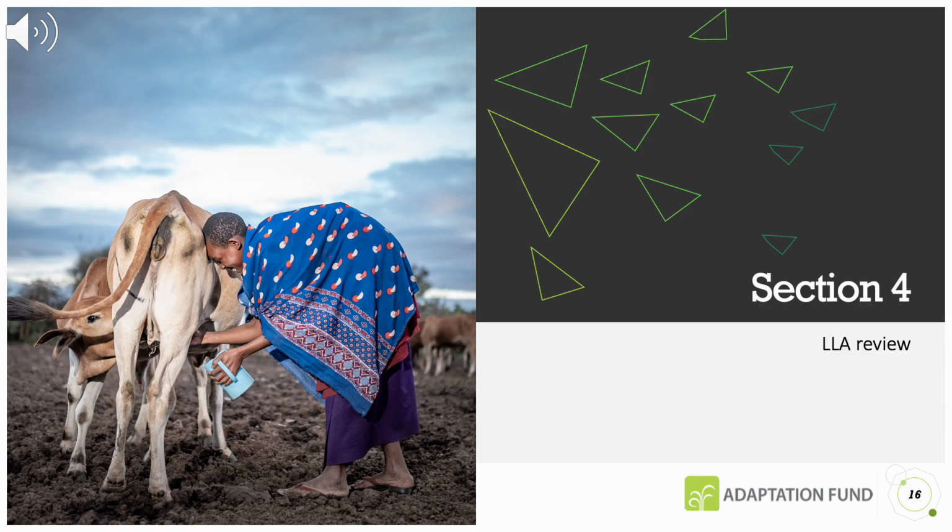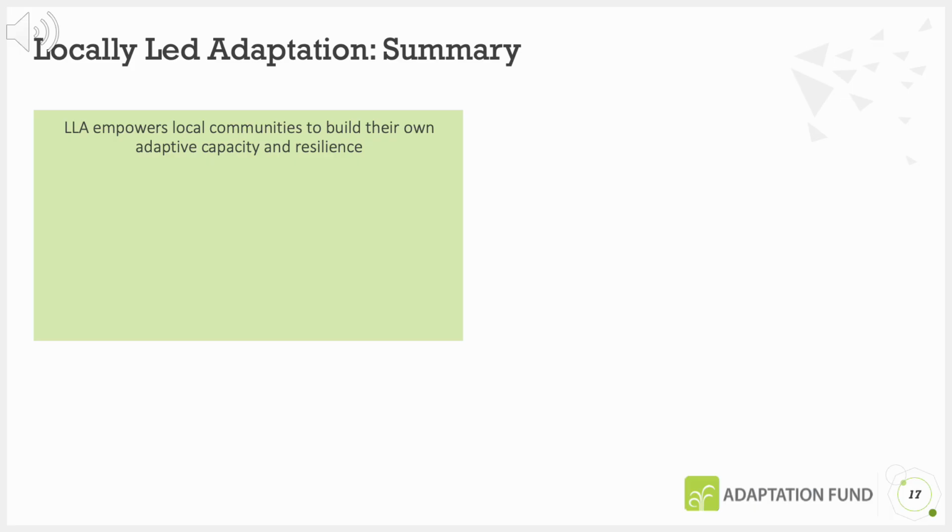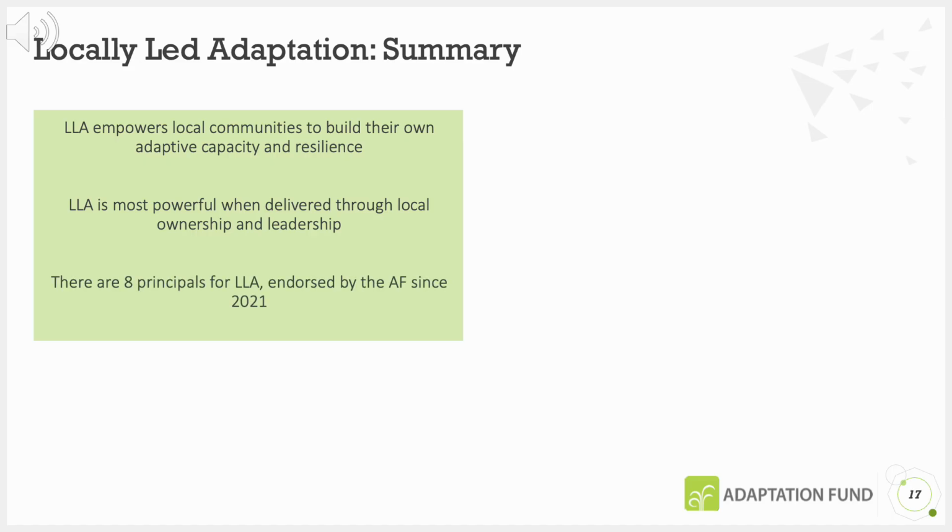Section 4. LLA Review. In summary, LLA empowers local communities to build their own adaptive capacity and resilience. LLA is most powerful when delivered through local ownership and leadership. There are 8 principles for LLA endorsed by the Adaptation Fund since 2021.